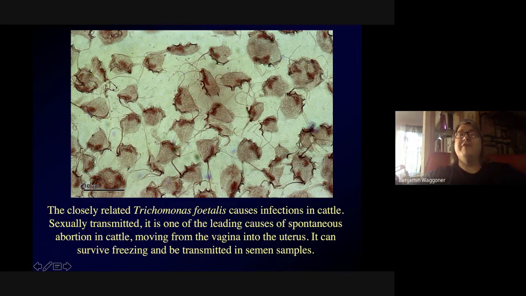I think Trichomonas vaginalis can be sexually transmitted as well. It doesn't live very long in men, but it could live just long enough that it could be transmitted that way. I'm not entirely sure how common that is, though. Anyway.